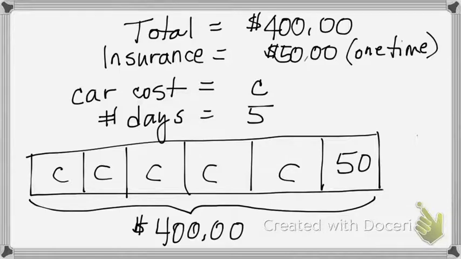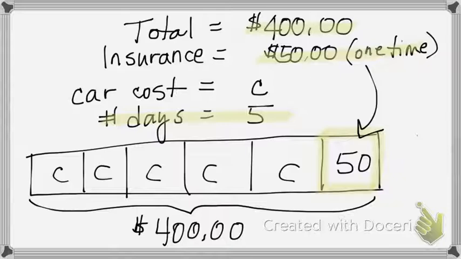Okay, setting this up as a tape diagram. Have all my information. Total 400. Insurance one time. A number of days 5. Very important when I'm setting up my tape diagram, because the tape diagram is going to have actually 6 different elements, because the first element here is the $50 one-time charge, okay?